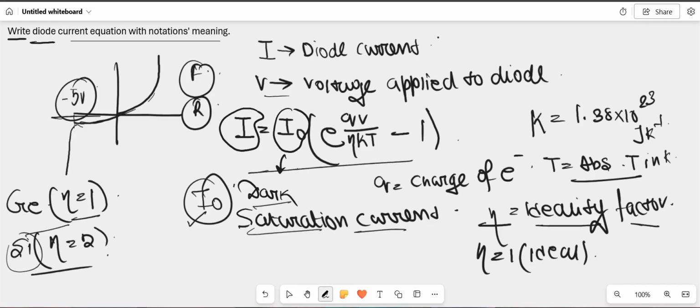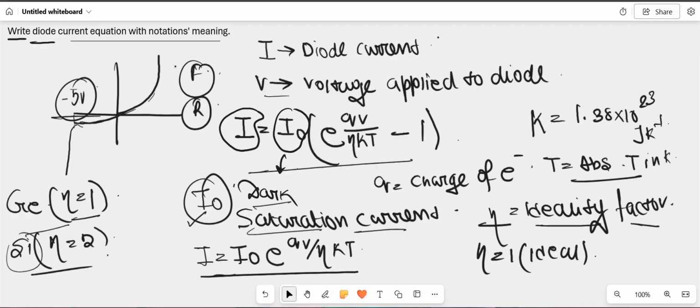So during this time, this particular equation will become I is equal to I naught e to the power qV divided by eta kT. We are getting a direct exponential equation because the current is increasing exponentially during forward bias, right?